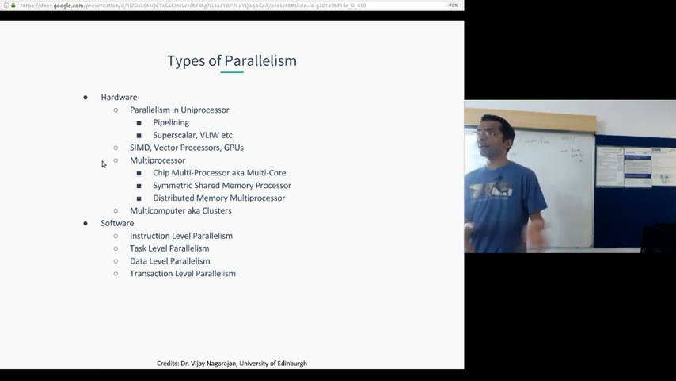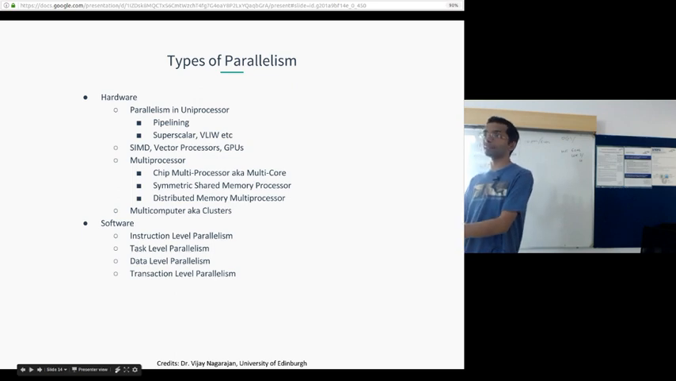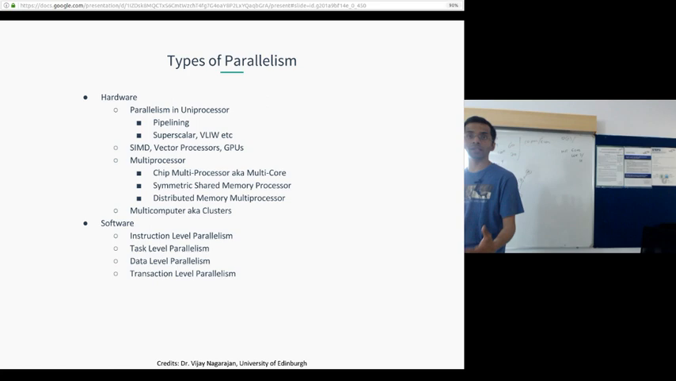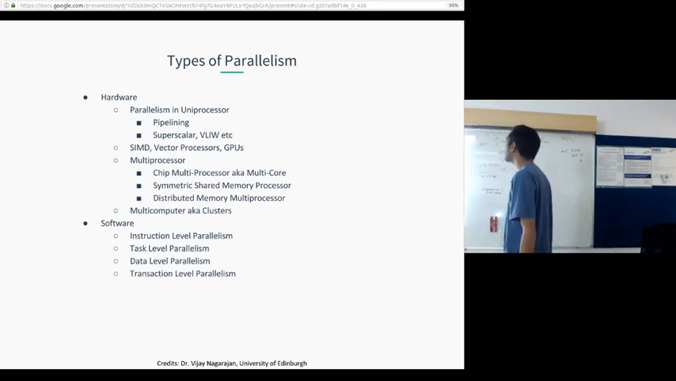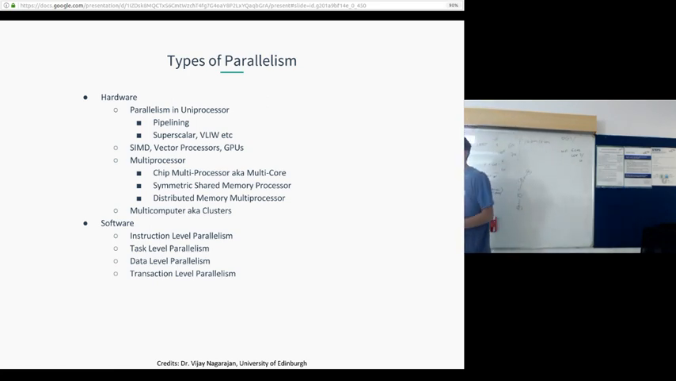Now we have to map that parallelism onto the processor in order to really utilize what is available in the processor, in order for the whole system to be efficient and effective. Right? So to do that, there are two ways of going about it. One is on the hardware side and another is on the software side.